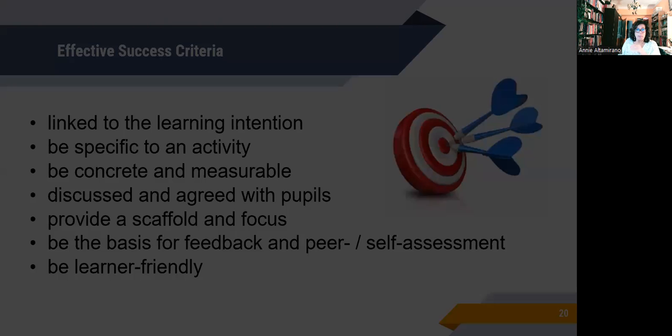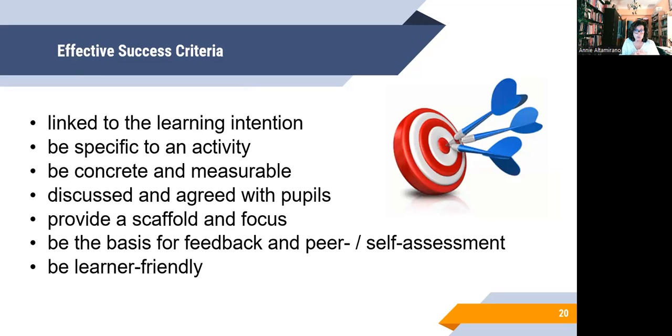So, to sum up, effective success criteria are linked to the learning intention, are specific to an activity, and are concrete and measurable. They should be discussed and agreed with pupils before undertaking the activity. They should also provide a scaffold and focus for pupils while they are engaged in the activity. They should be used as the basis for feedback and peer and self-assessment. And finally, they should also be learner-friendly. They should be written in language that students can understand.